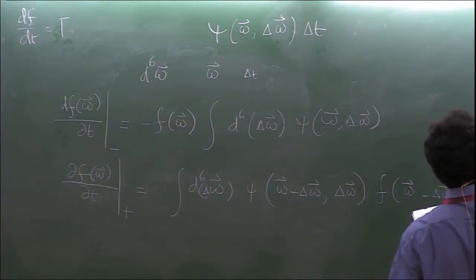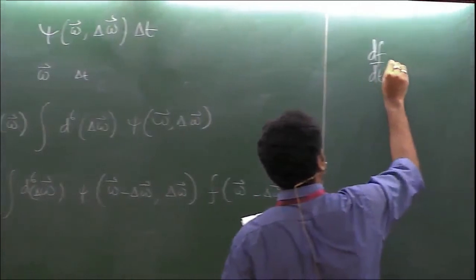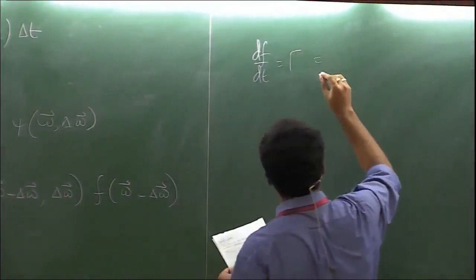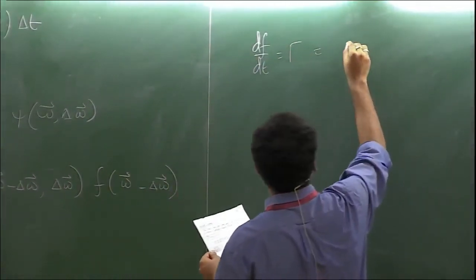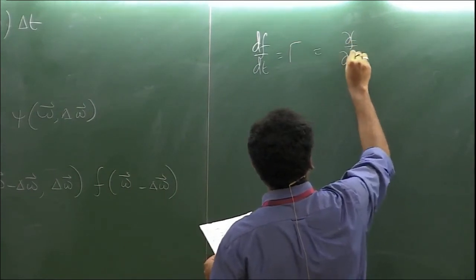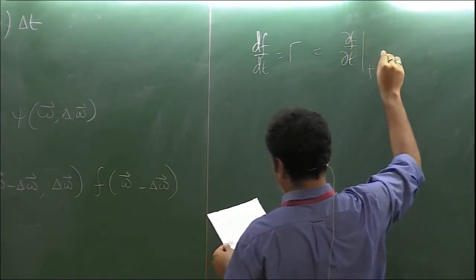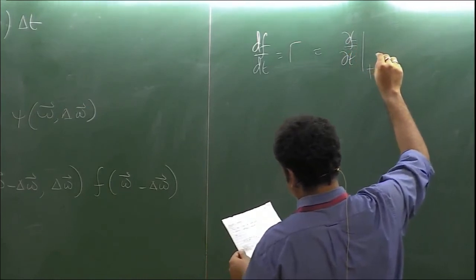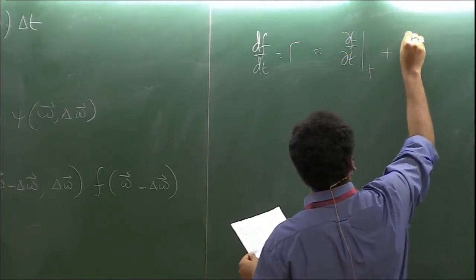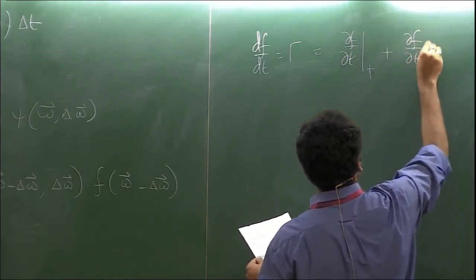So your df dt, gamma, is del f del t plus del f del t minus.